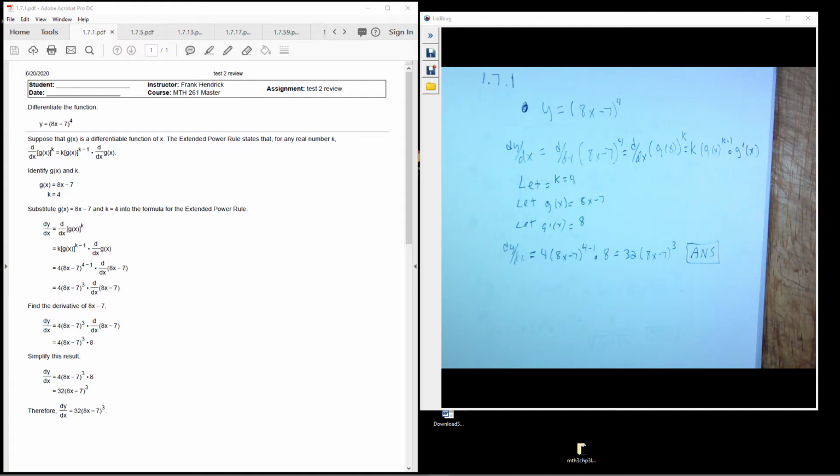Now, this particular problem here, they want us to differentiate the function. And in this case here, the easier way to do it is to use that extended power rule.